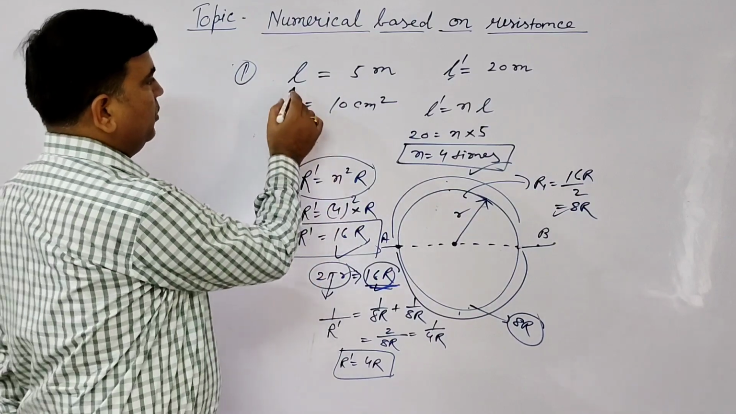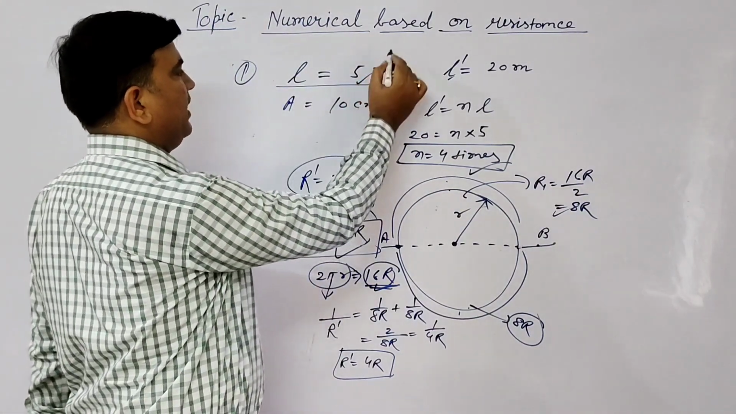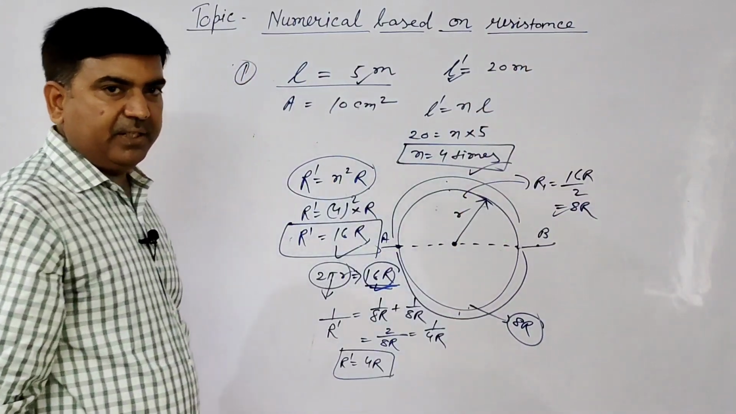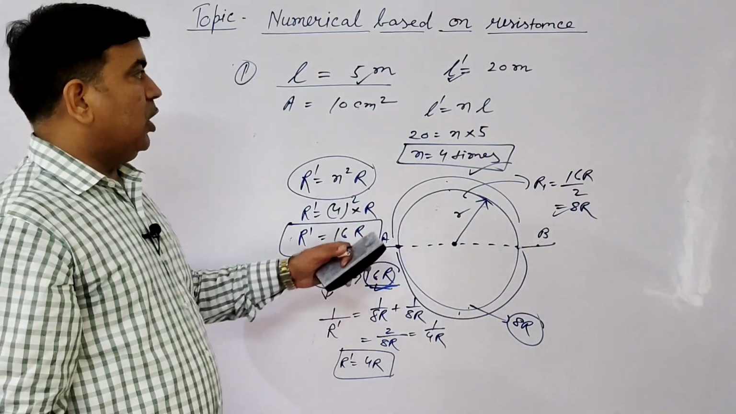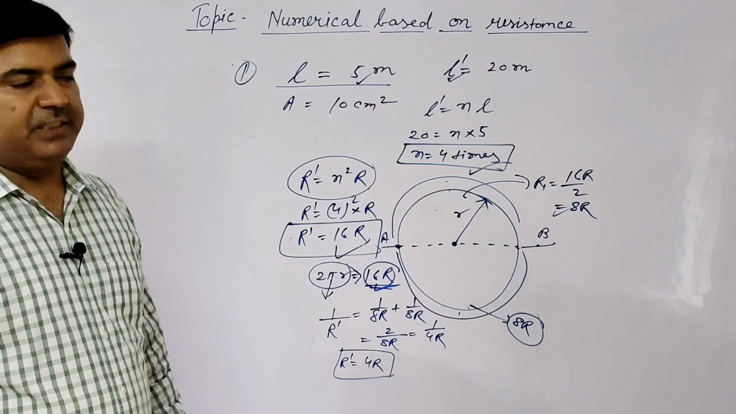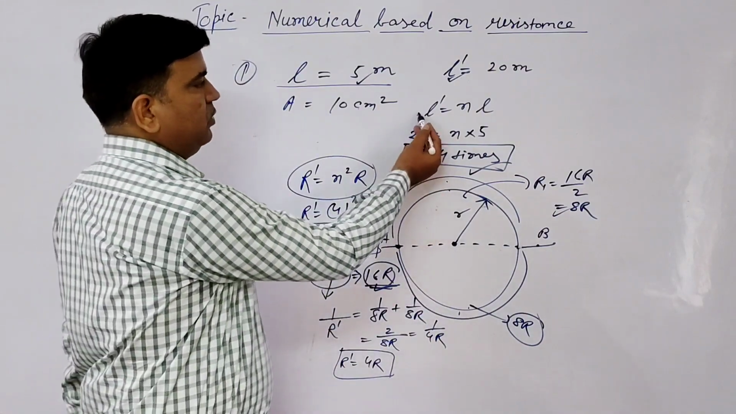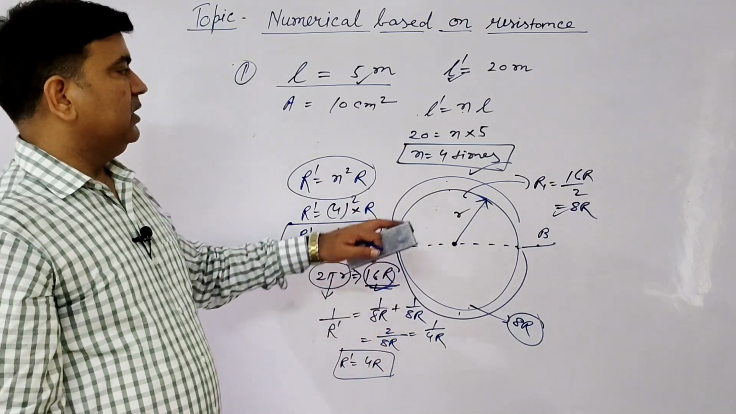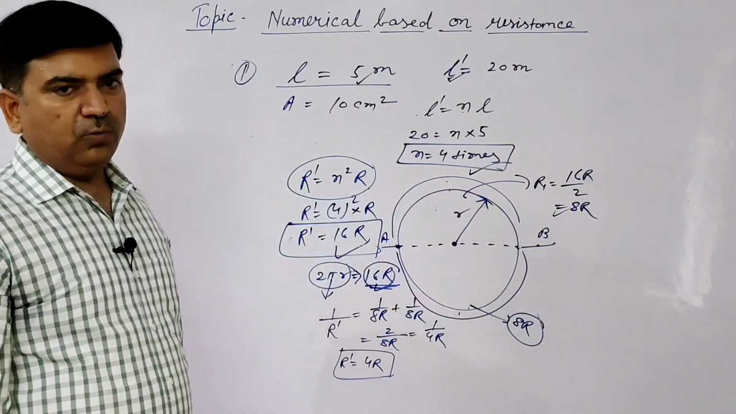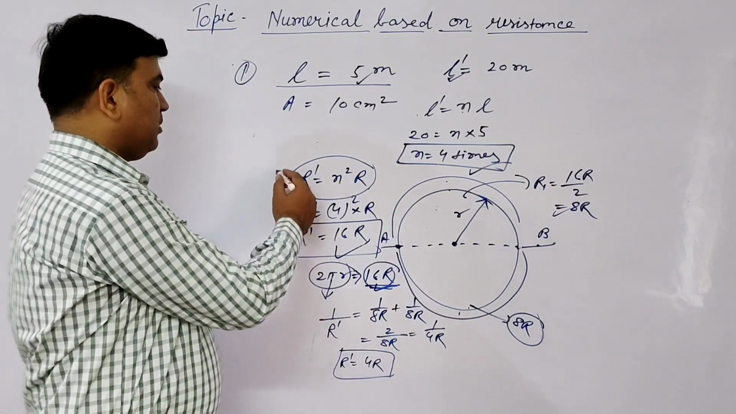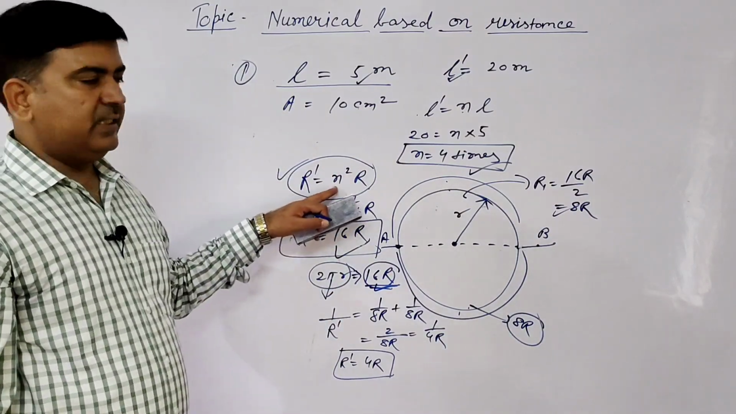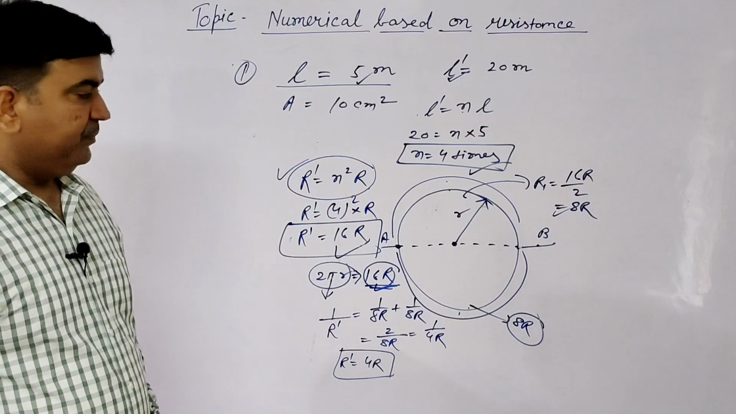And here it is given in the question, the length of the wire is 5 meter. Then after stretching, the length becomes 20 meter. So now see how many times the length increases. So L dash equal to nL. Let us consider the length increases n times. So now we have to find n, which equals 4 times. And now using this formula, R dash equal to n square R, R dash equal to 4 square, 16 times.